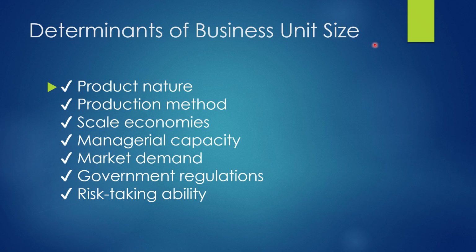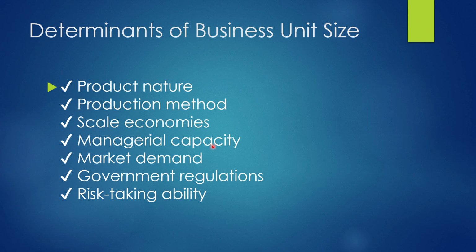Then we look at the determinants of a business unit size. The size of the business unit depends on several important determinants like the nature of the product. So if the product is perishable, then it needs smaller units. Then another determinant is the production method. Automated processes require large units. The scale economies, larger units obviously reduce the cost per unit. The more the scale, the less will be the cost.